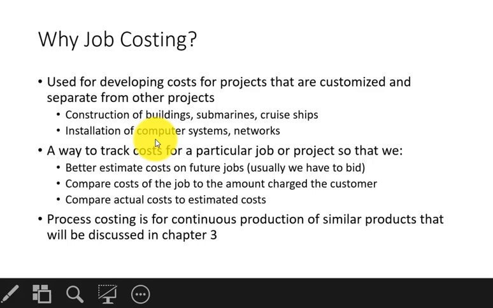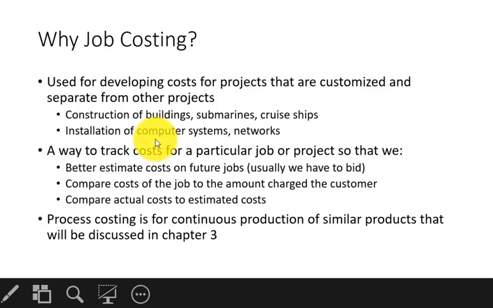And then when we're done with a job, we're going to compare what we thought it was going to cost based on our estimate to what it actually costs. But if we don't track by job, we don't have that ability. All we do is finish the job, charge the customer, and we don't know if we actually came in the way that we were supposed to. And so those are all of the reasons why we use job costing.